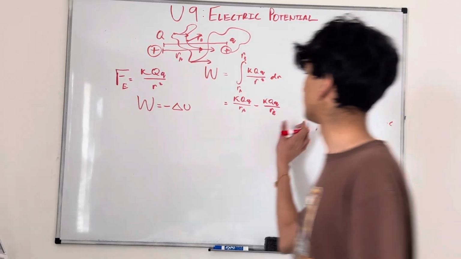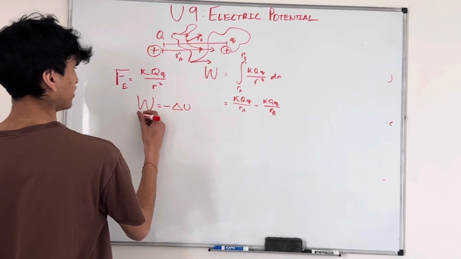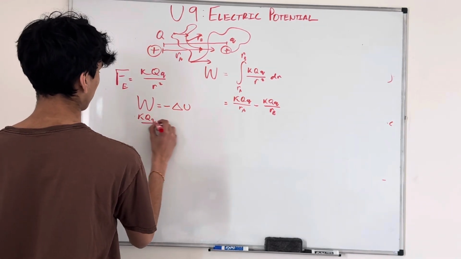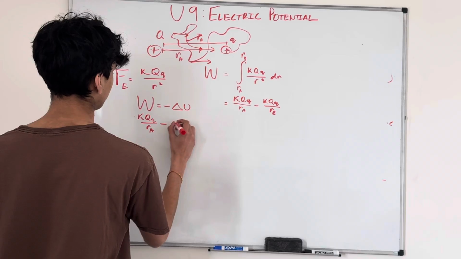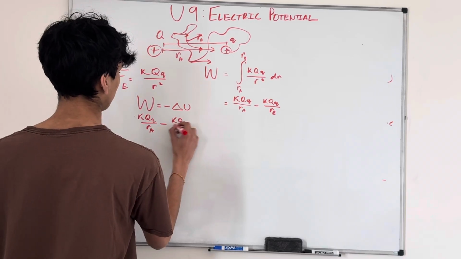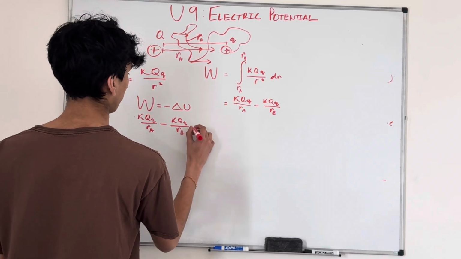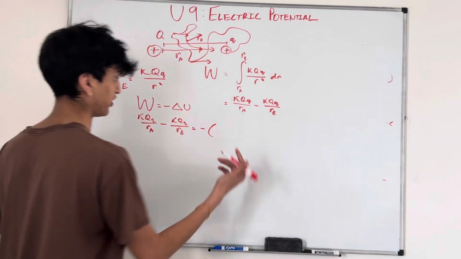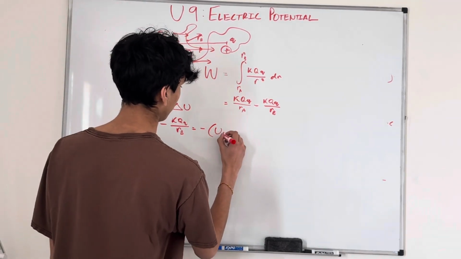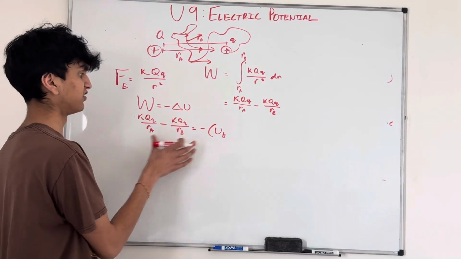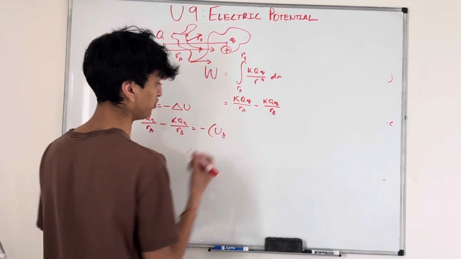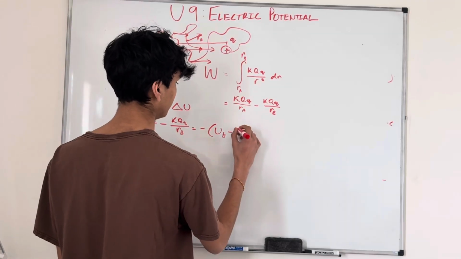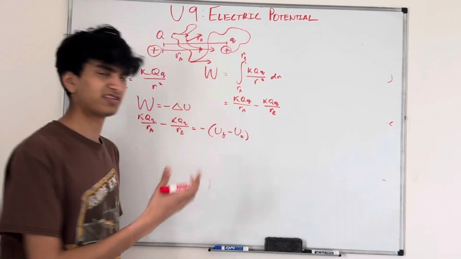So we can just set these equal to each other, and we can say, well, this kQq over RA minus kQq over RB would equal the negative of the final potential energy, whatever potential energy is associated with this force. We can call it the electric potential energy. We could do U final minus U initial. So hopefully it makes sense what I'm doing here.